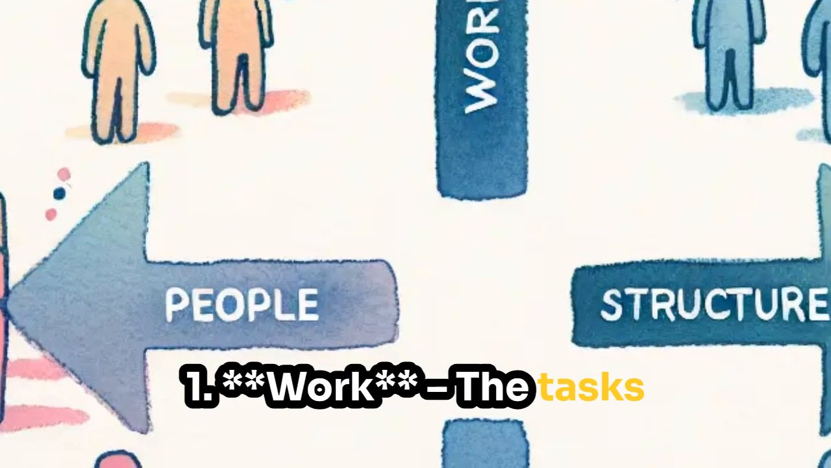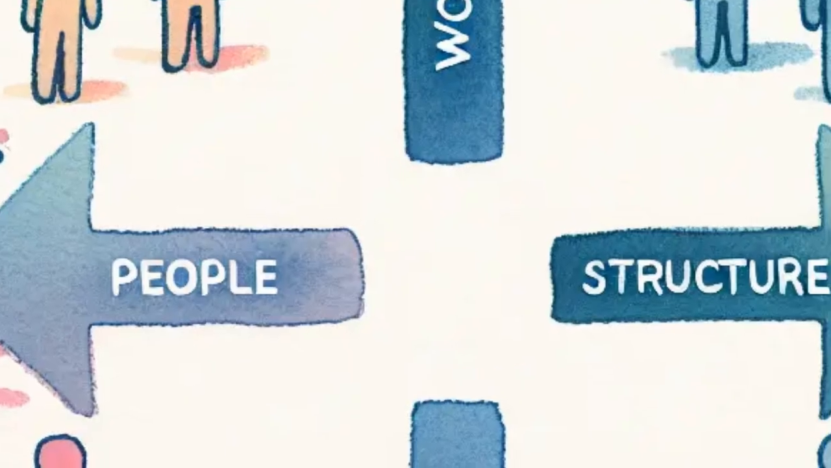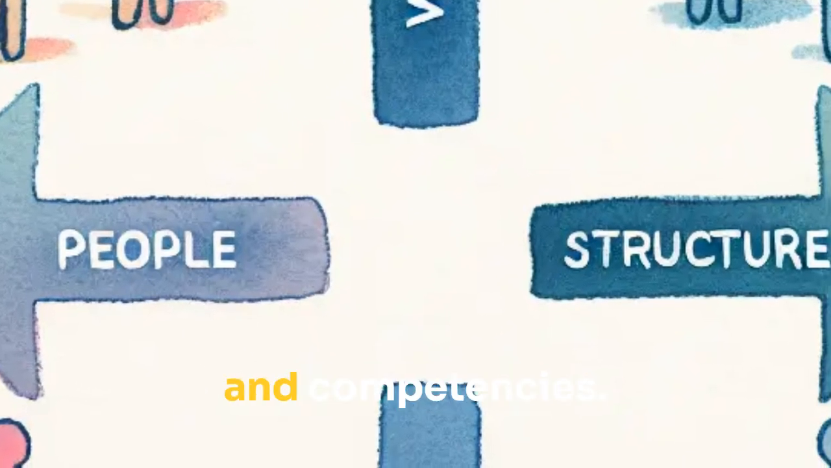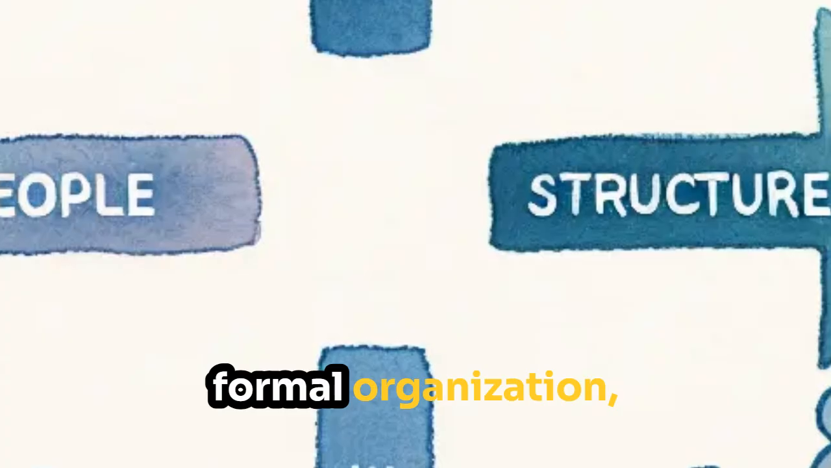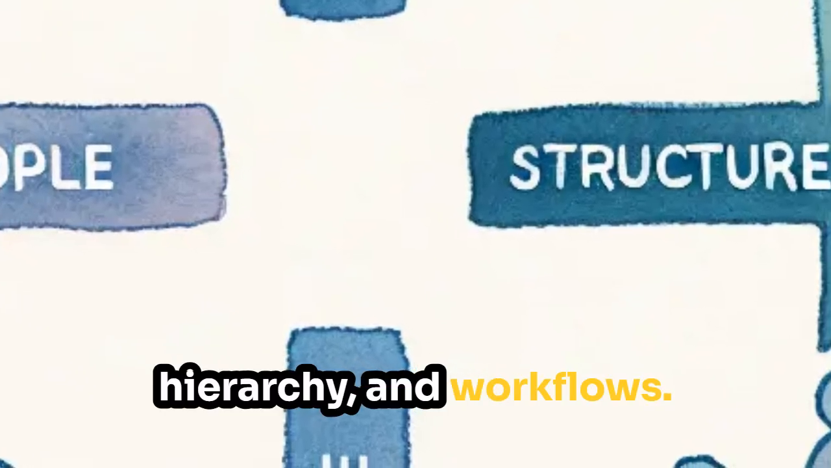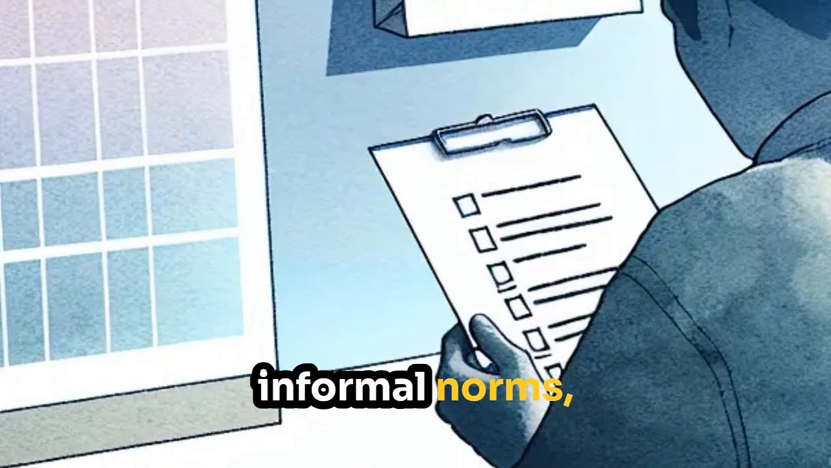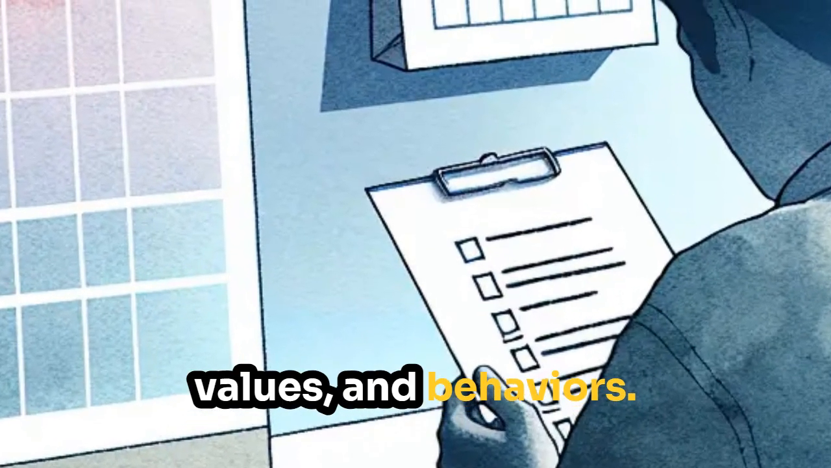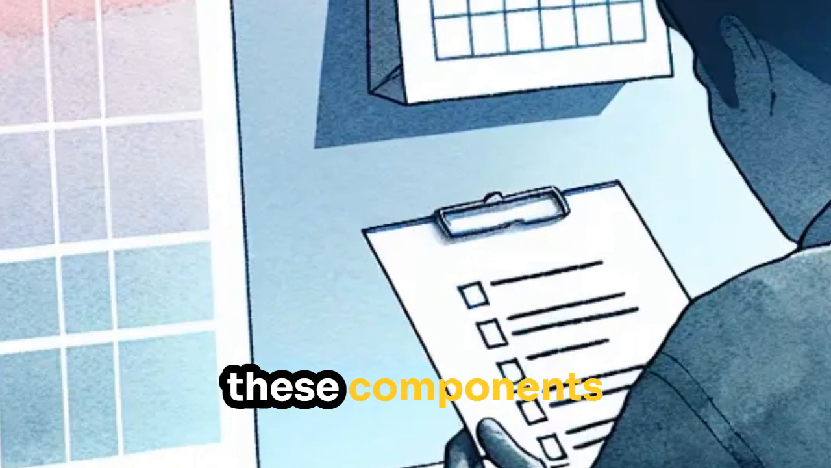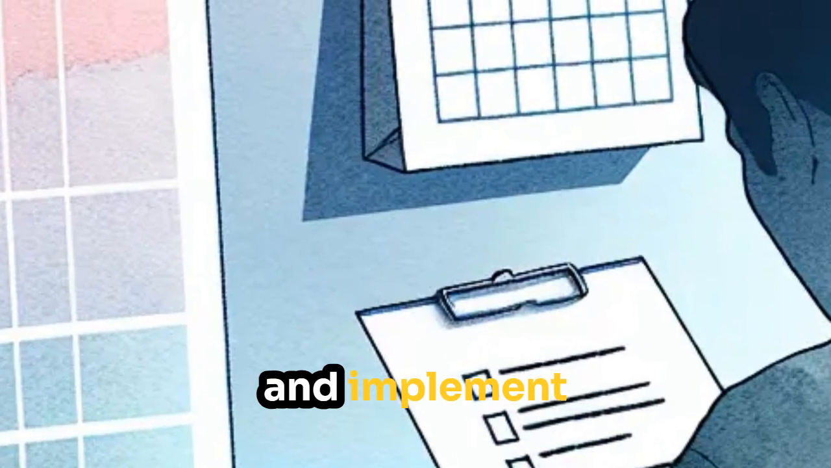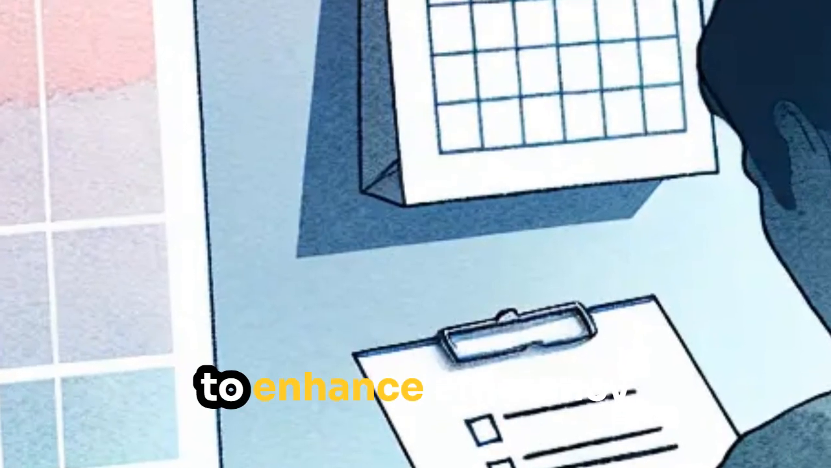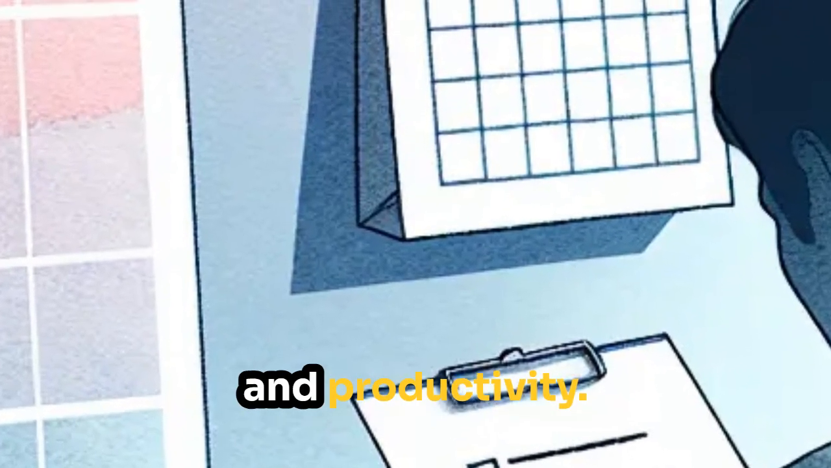1. Work, the tasks and activities performed. 2. People, employees' skills and competencies. 3. Structure, the formal organization, hierarchy, and workflows. 4. Culture, the informal norms, values, and behaviors. By assessing how these components interact, businesses can identify misalignments and implement strategic changes to enhance efficiency and productivity.